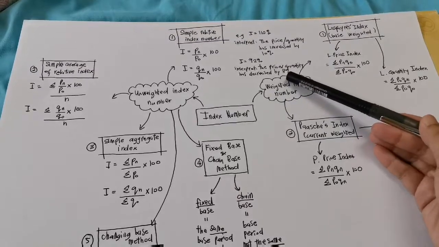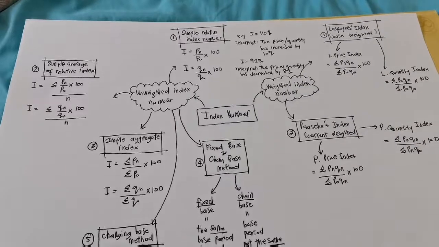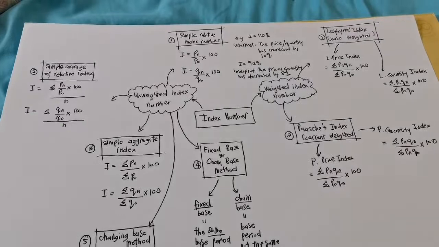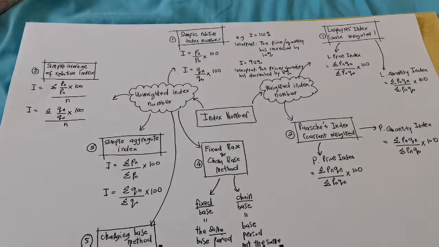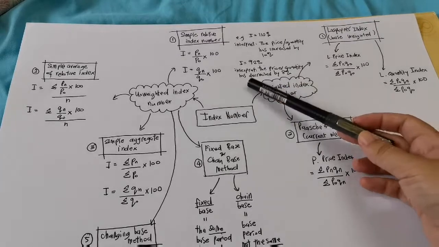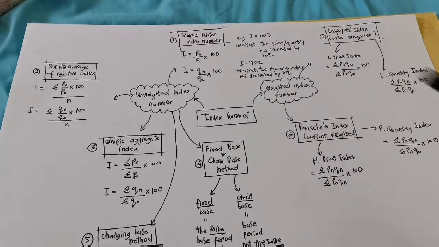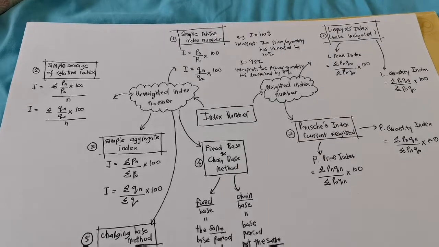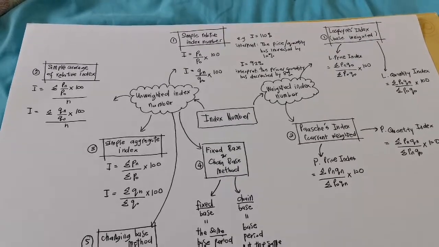How do we get 8%? It is by comparing the value of the index number that we have and the value of 100. What is the difference between them? So when it is lesser than 100, we put it as 100 minus 92, you get 8%. So it's a decrease of 8%. Right, that is the first one.